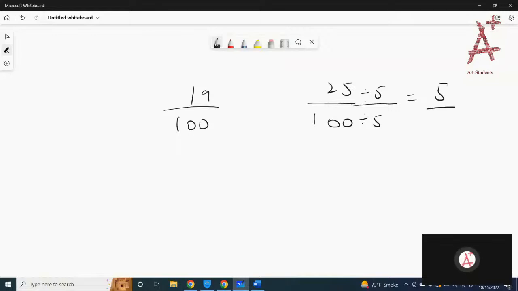5 times 5 is 25 and 5 times 20 is 100. So it would be, and again you can divide them by 5. So just divide them by 5. So it would be 5 times 1 is 5 and 5 times 4 is 20. So the simplest form of 0.25 is 1 by 4. Got it? It would be 1 over 4.